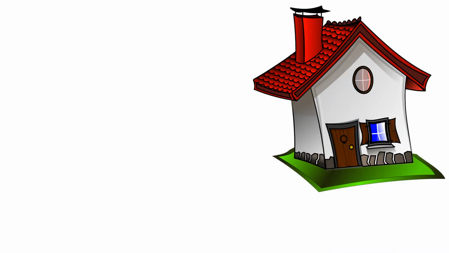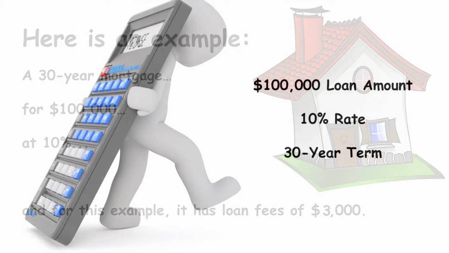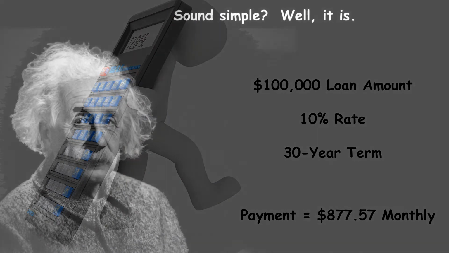So here we go. I'm going to use a 30-year mortgage for $100,000 at a 10% note rate. And for this example, we'll assume there are loan fees of $3,000. Next, we have to figure out the payment. To do this, we take a $100,000 loan amount, the 10% rate, and the 30-year term, and put them into a basic financial calculator. Then we push a button or two, and the calculator tells us that our monthly payment is $877.57. Sound simple? Well, it is.